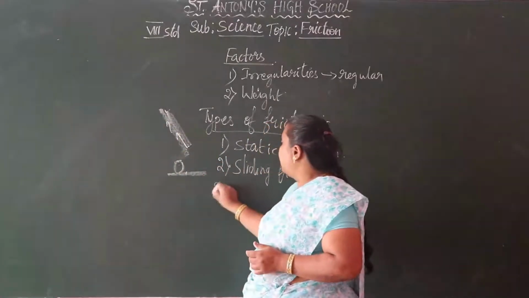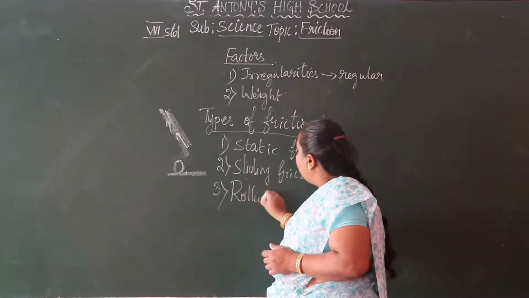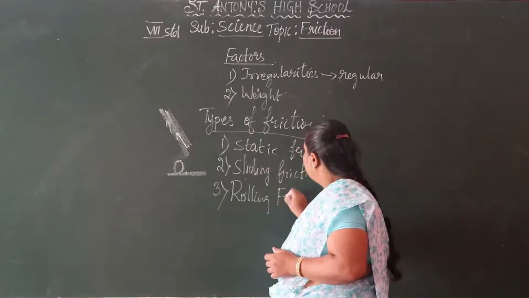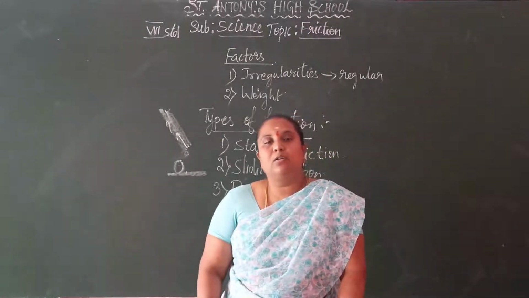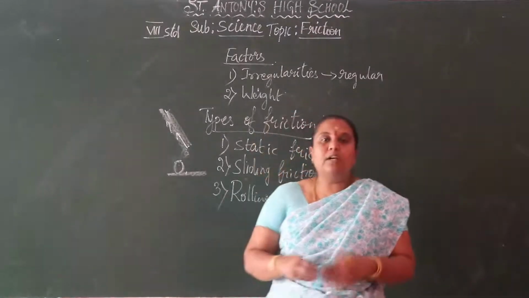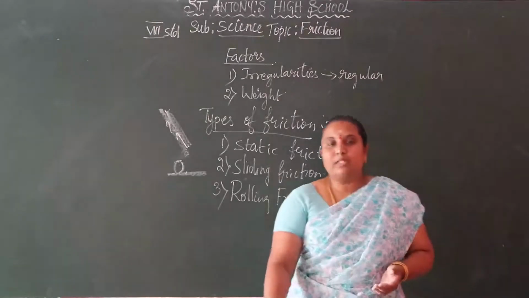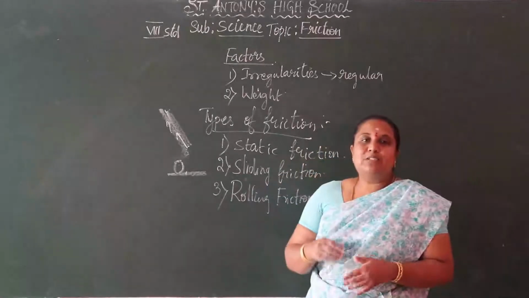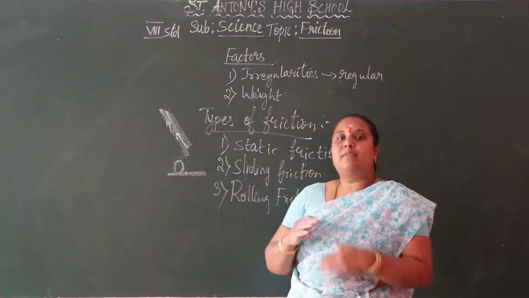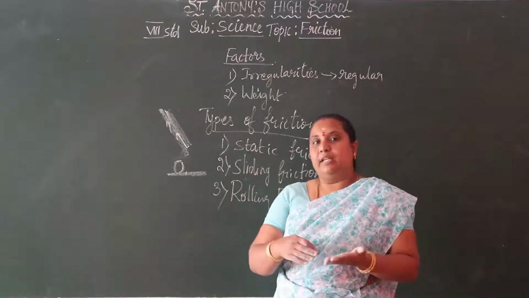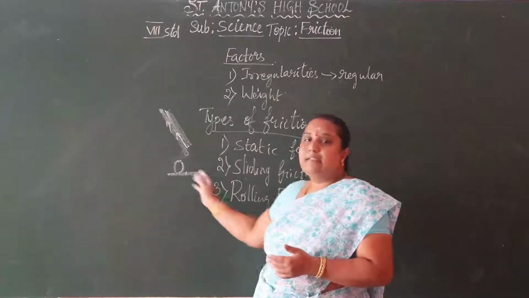And then the third type of friction is rolling friction. You also know this: throwing a ball, hitting a ball, the ball is rolling from one place to another. That is rolling friction. When an object is rolling from one place to another on a surface, the frictional forces act in the opposite direction.